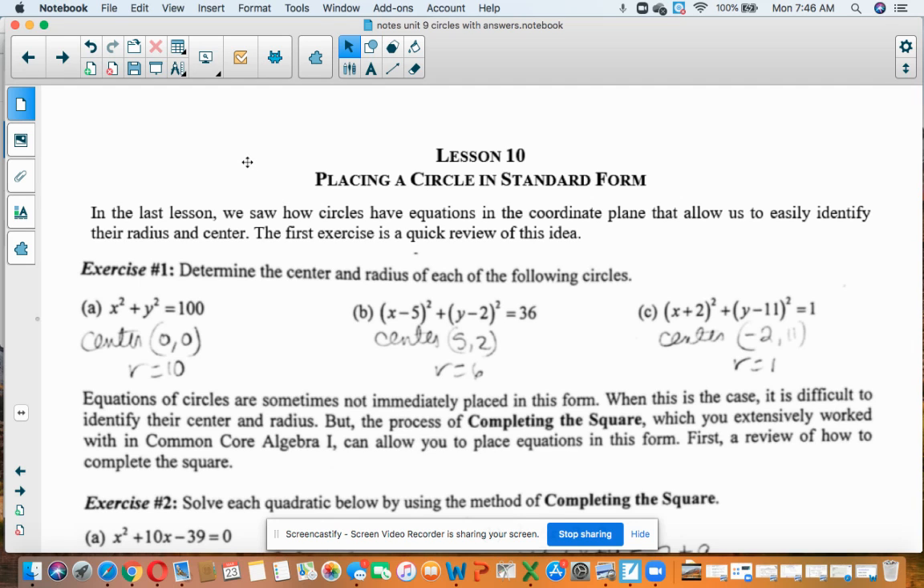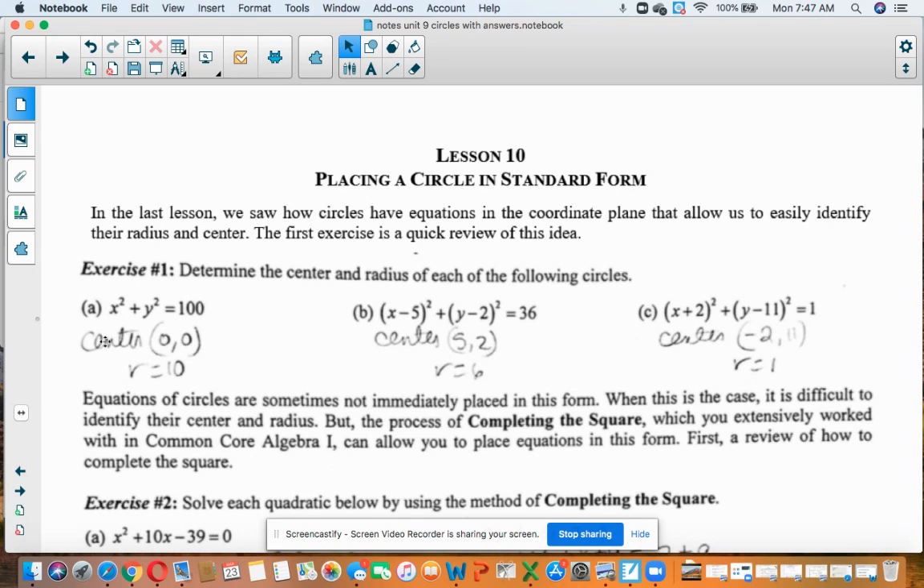So this is lesson 10, placing a circle in standard form. You should have already watched the video on eMath instructions. So this is just a quick little review, and then we'll go over the lesson 10 homework. So just to remember from yesterday, writing equations of circles.